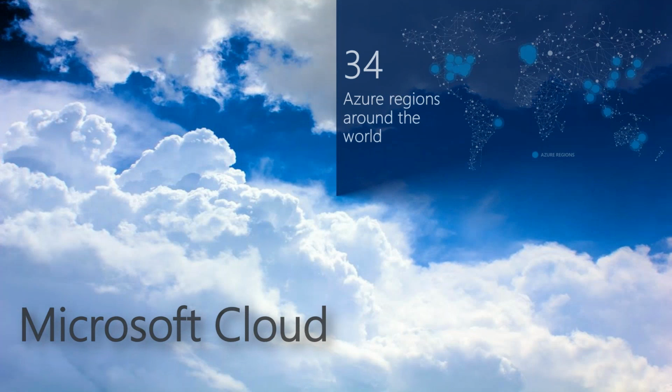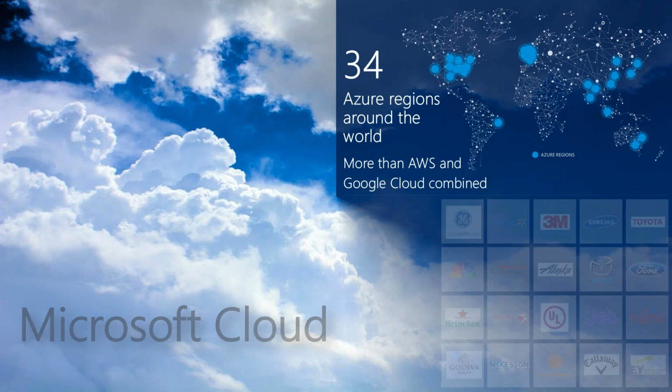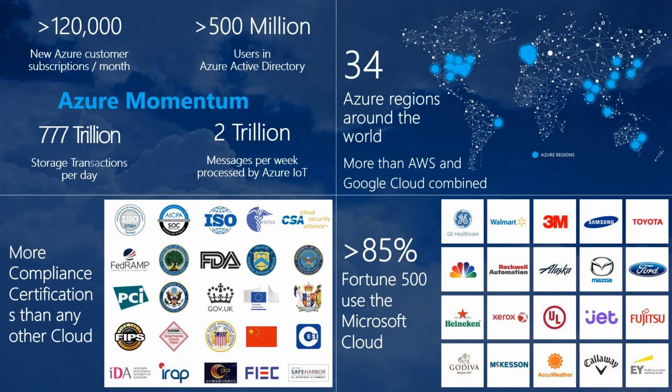The Microsoft Cloud, though, since we're kind of talking about that, you'll notice here some pretty impressive statistics on Microsoft's cloud business. I would draw your attention to the upper right part of the slide, that they have 34 data centers around the globe. That's more than Amazon and Google combined. And so they are very, very heavily invested in the cloud business.